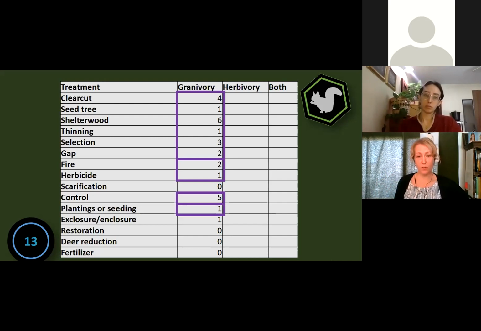And then there was one paper that had a seeding component in the granivory studies. And then also one paper that had an exclosure to keep granivores out from seeds that were available. And then the majority of these studies were actually done in the central hardwood forest type, with only 3 in northern hardwood forest and 1 in a southern bottomland forest.